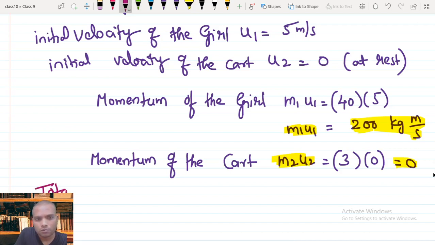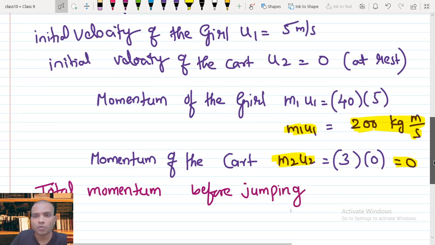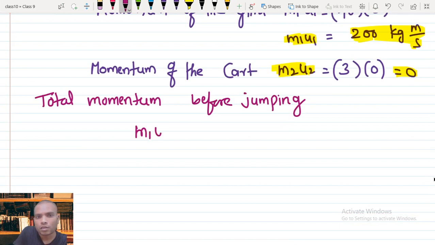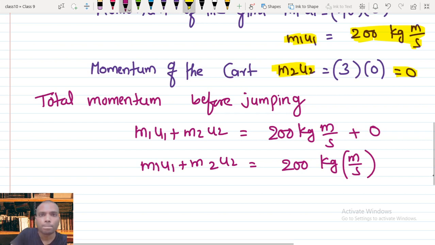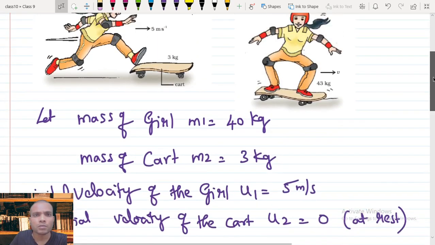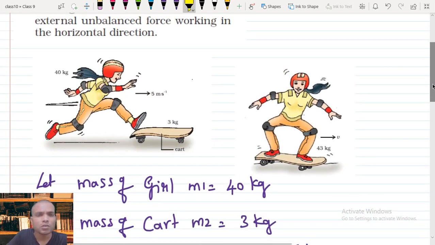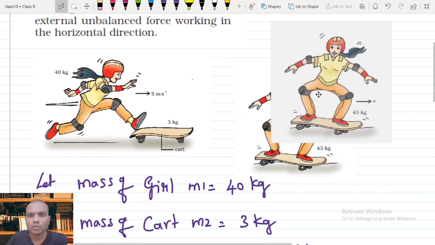Now the total momentum before jumping. We need to add these two: m1 u1 plus m2 u2. So I get 200 kg meter per second plus 0. So the total momentum before jumping is 200 kg meter per second. This is the total momentum of the girl along with the cart before jumping. Now we need to get the momentum after jumping.